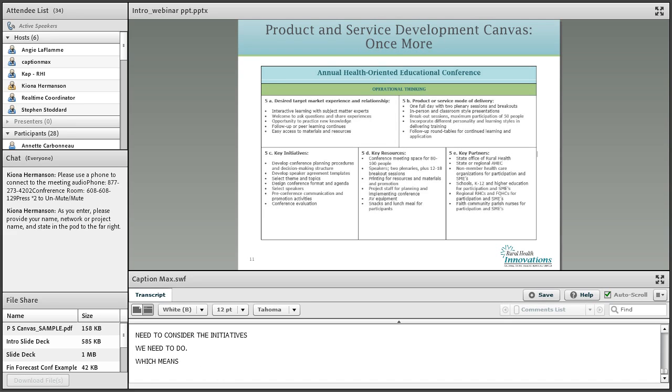After we think through the delivery and the relationships, we also need to consider what kind of initiatives we need to do, which means what infrastructure we need to develop in order to be successful delivering our product. These are things like selecting themes and topics, finding speakers, putting together our conference location.